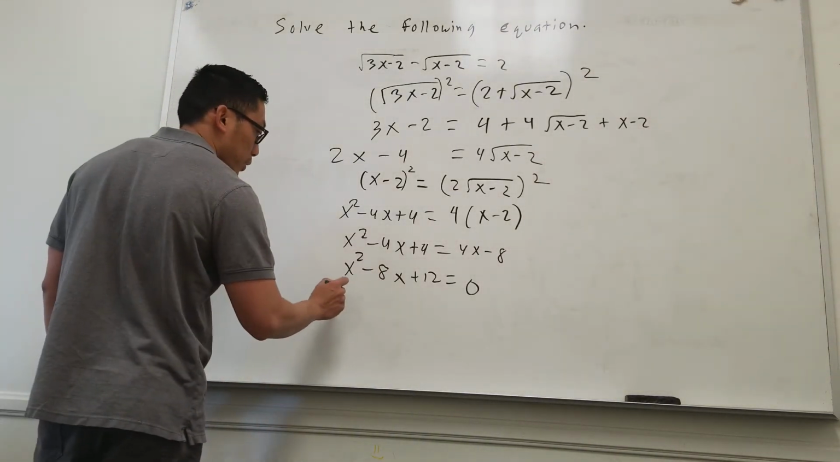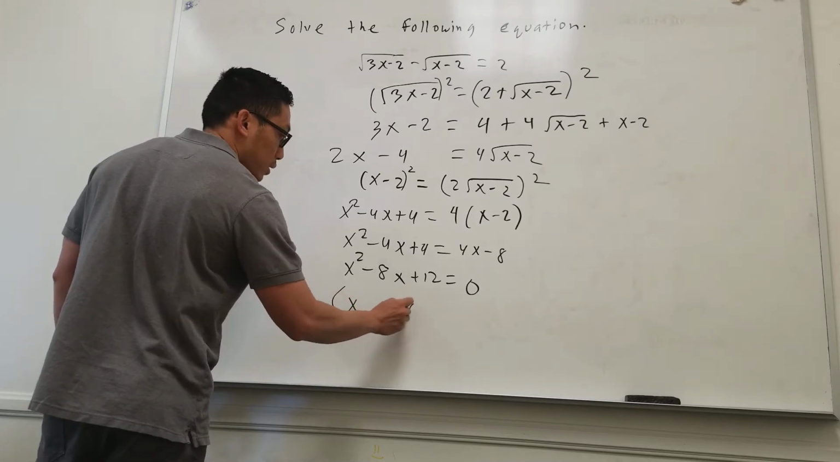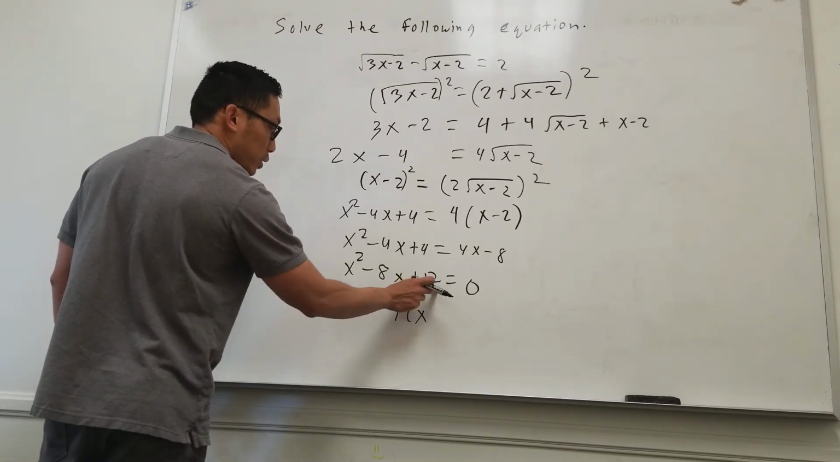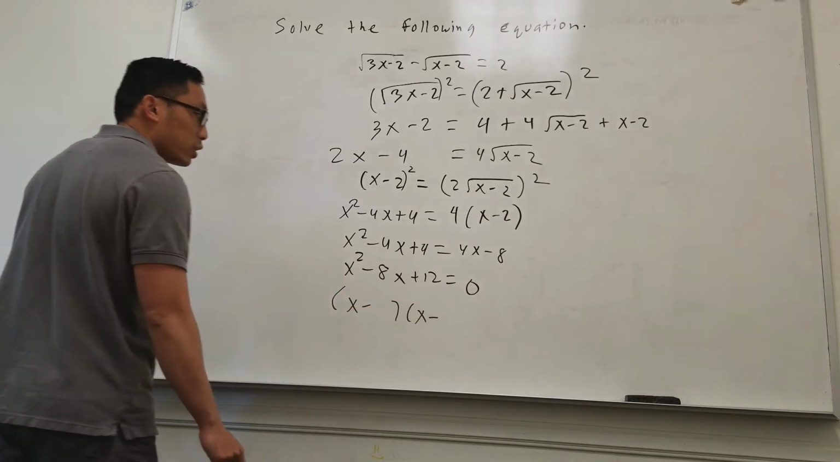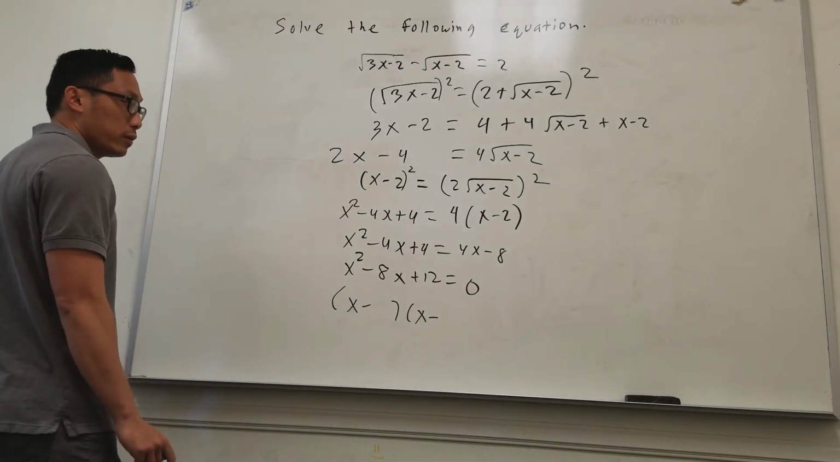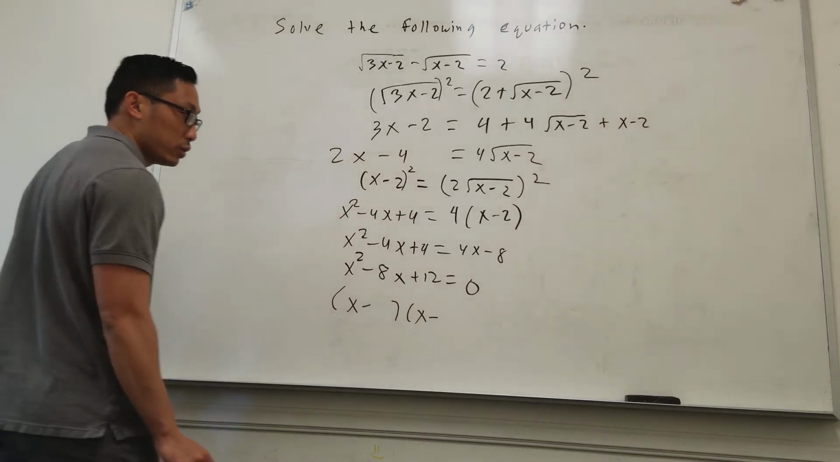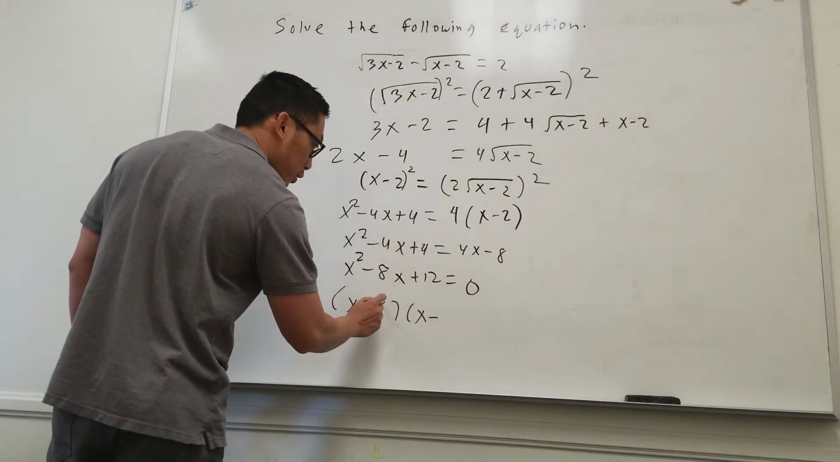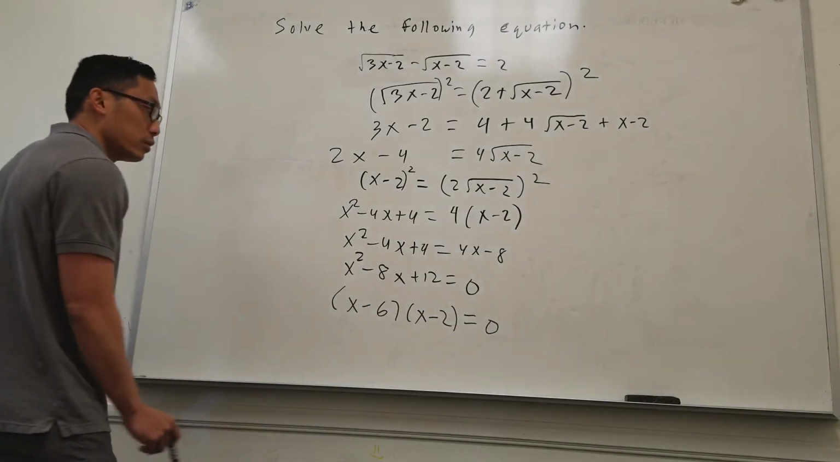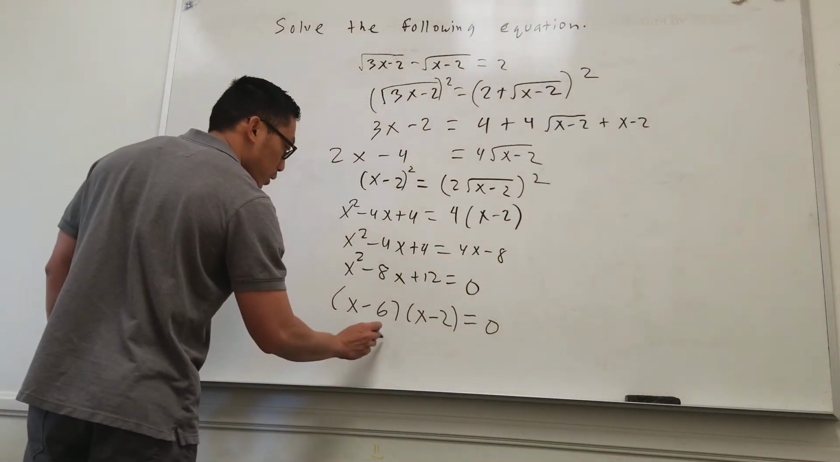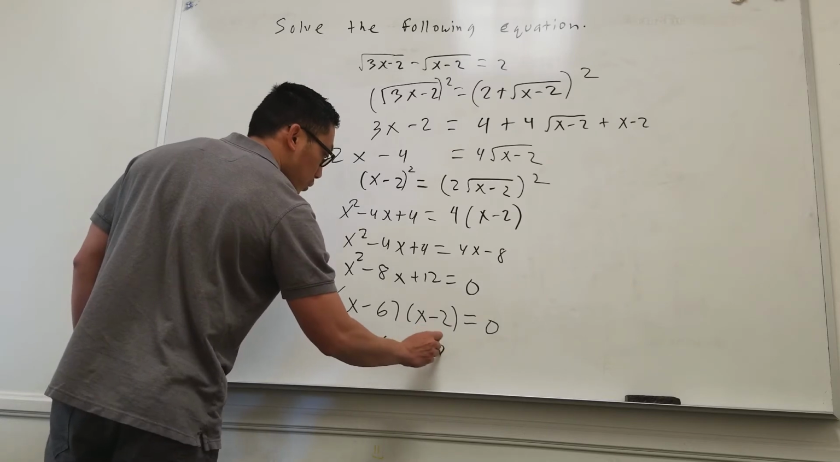So it's going to be x, and that's going to be x. I know this is positive and this is negative, so that means this has to be minus, minus. Combinations of 12: there's 3 and 4, 12 and 1, 6 and 2. So it looks like 6 and 2 works, right? You set that equal to 0, then you have x equals 6 and x equals 2.